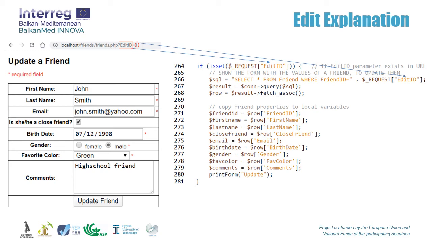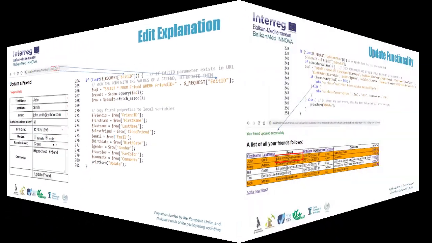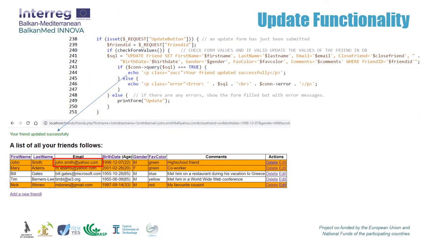This causes the print of the form, filled with the values of the selected friend. See lines 12 to 81 of the code. The button name will be Update Button. In line 238, the condition is true, as the Update Button parameter exists.